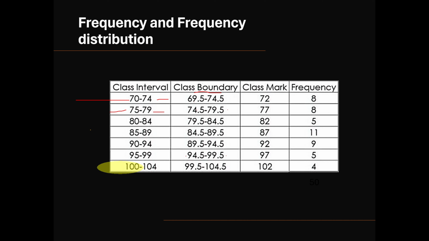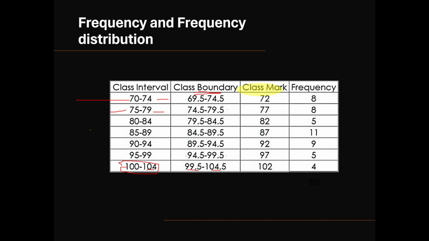In the end, you will have the class interval, for example 100 and 104. So the last one, let's solve that. If I minus 0.5 from 100, I'll get 99.5, which I put over here. And if I add 0.5 to 104, I'll get 104.5. So this is how you create your class boundary.